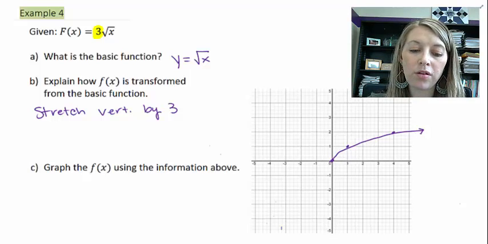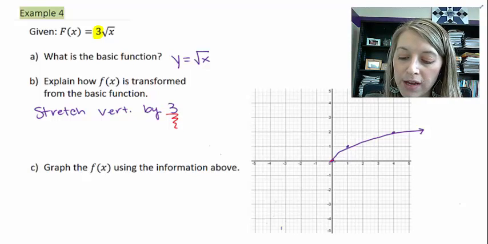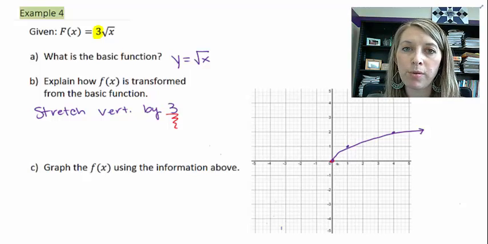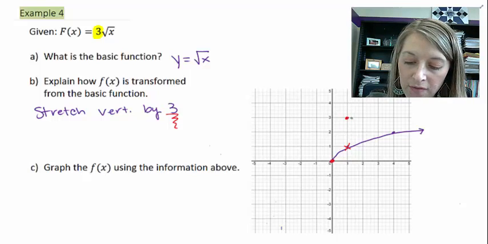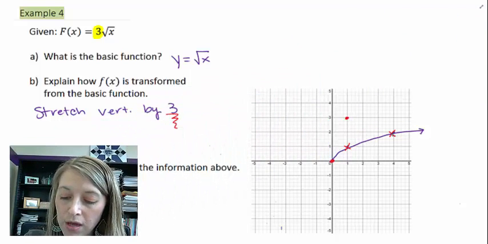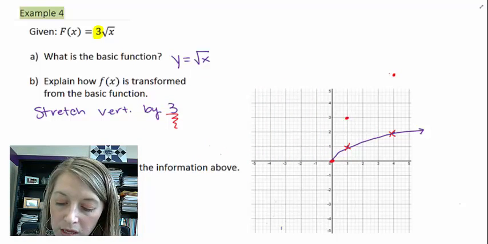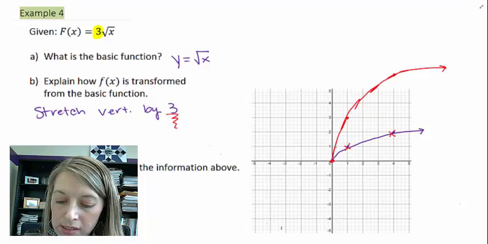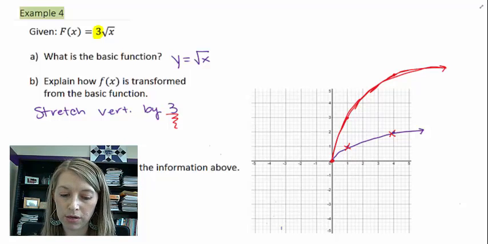And I want to take all of my y values and I want to multiply them all by 3. So if I take my y value of 0 and multiply it by 3, it still gives me 0. If I take my y value of 1 and multiply it by 3, that gives me my y value of 3. If I take my y value of 2 and multiply it by 3, that gives me 6. So here is my transformed graph. So notice this graph is stretched vertically by 3 units.